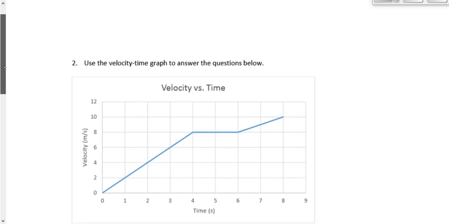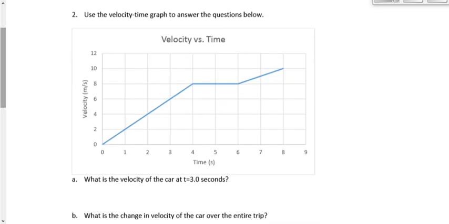The next one, the velocity time graph. Let's keep these straight, right? Neither one of these graphs is crazy hard. It's just a matter of keeping them straight here. What's the velocity at 3 seconds? Up and over, it's going to be 6 meters per second.